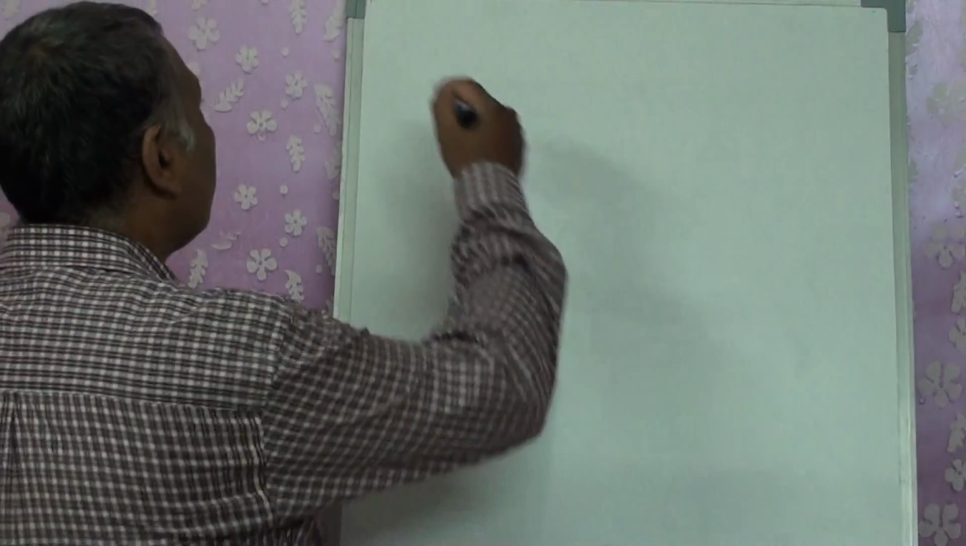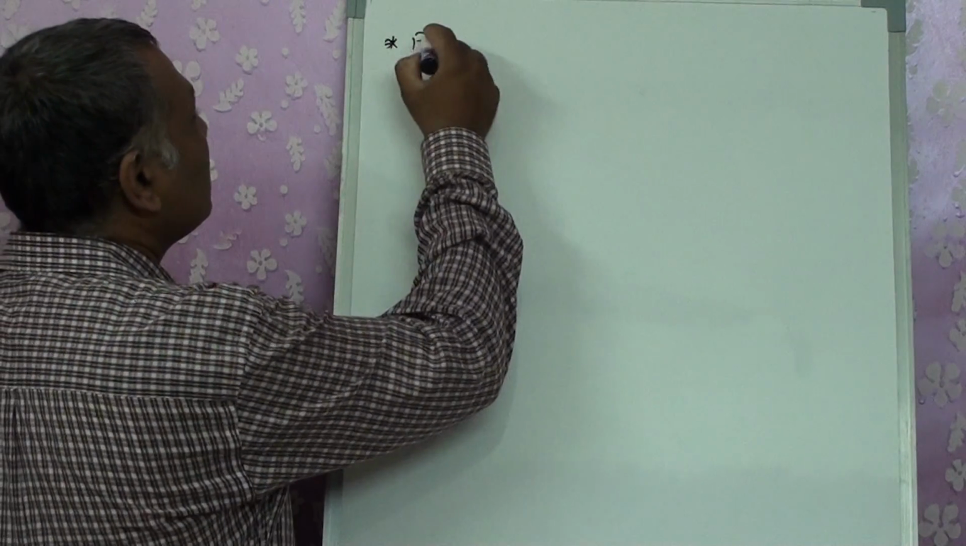We are doing chapter number 4, chemical kinetics. In it we have studied the differential rate equation and integrated rate equation for the zero and the first order. Today we will be doing the pseudo first order.